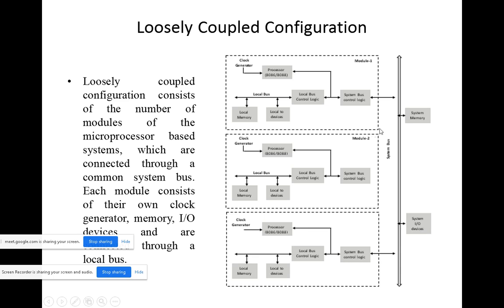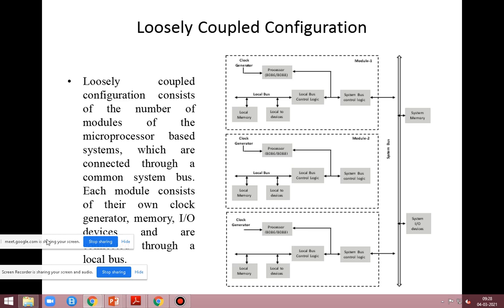Okay, so the entire system will have different modules. So each module will have separate processor with the separate memory devices and other peripheral devices. Peripheral devices na additional devices. Okay. So this is the difference between closely and loosely coupled systems.